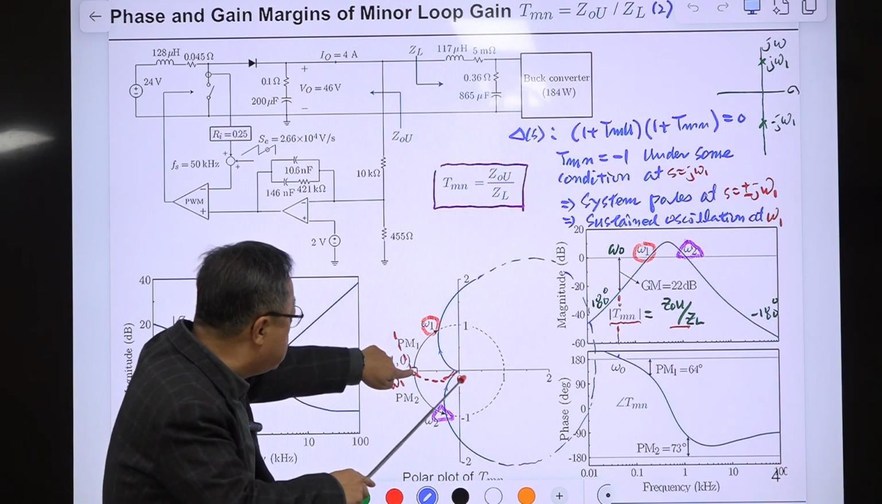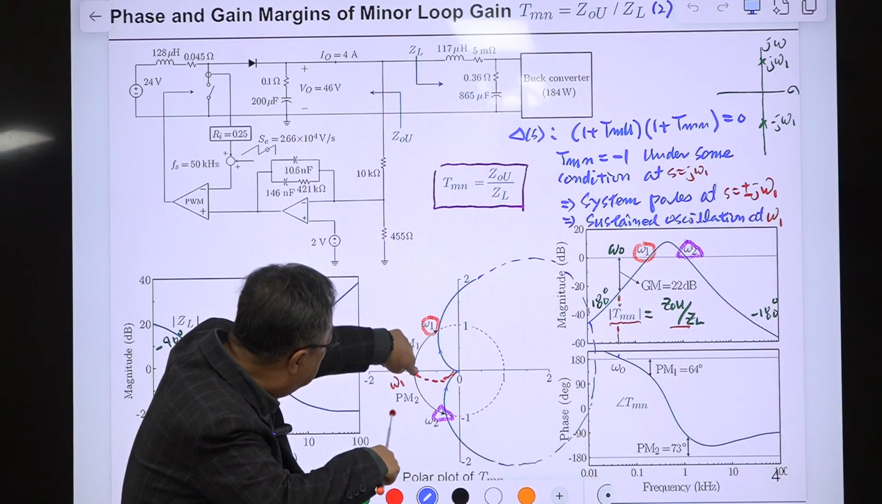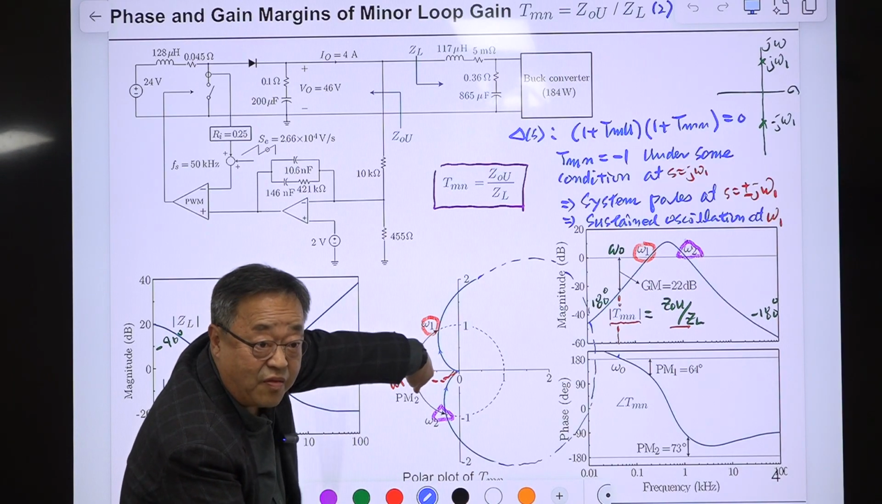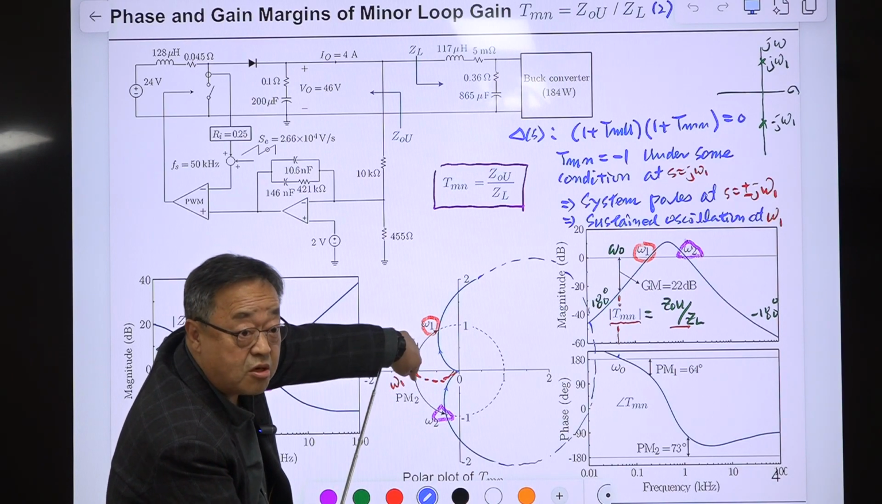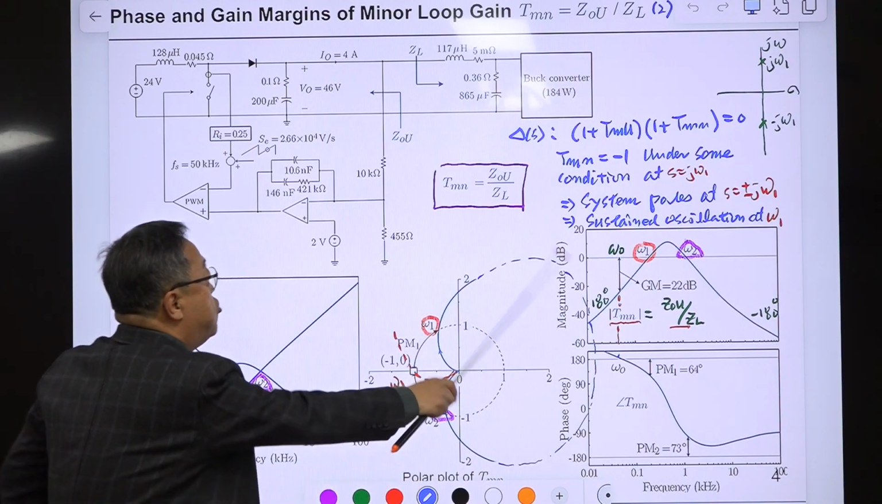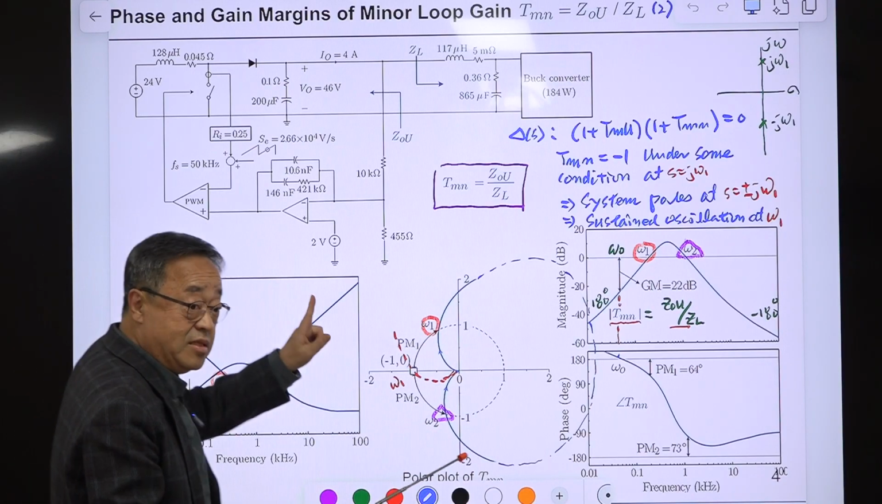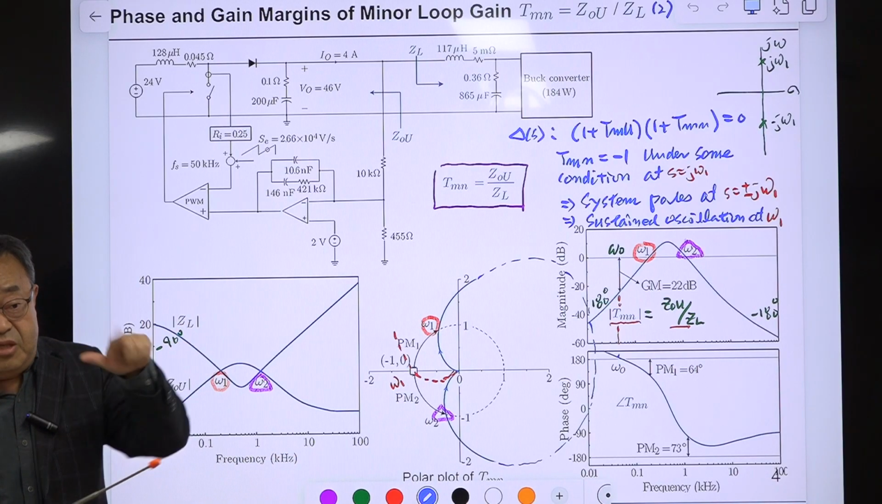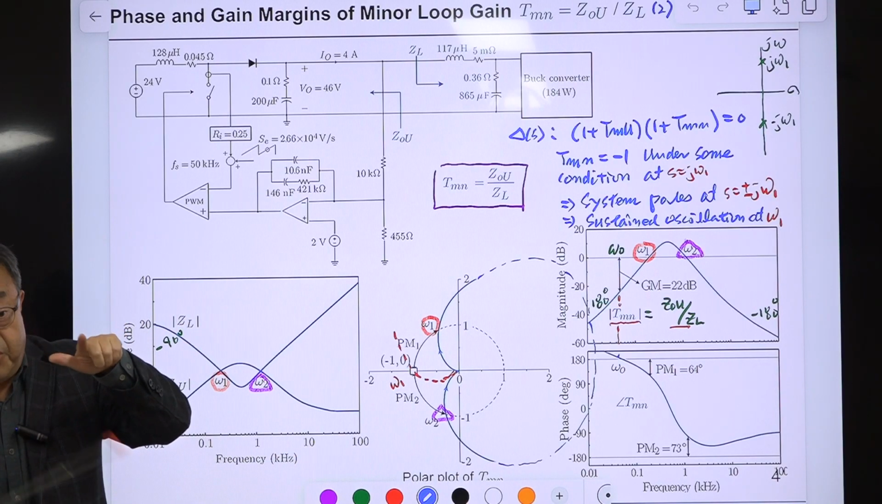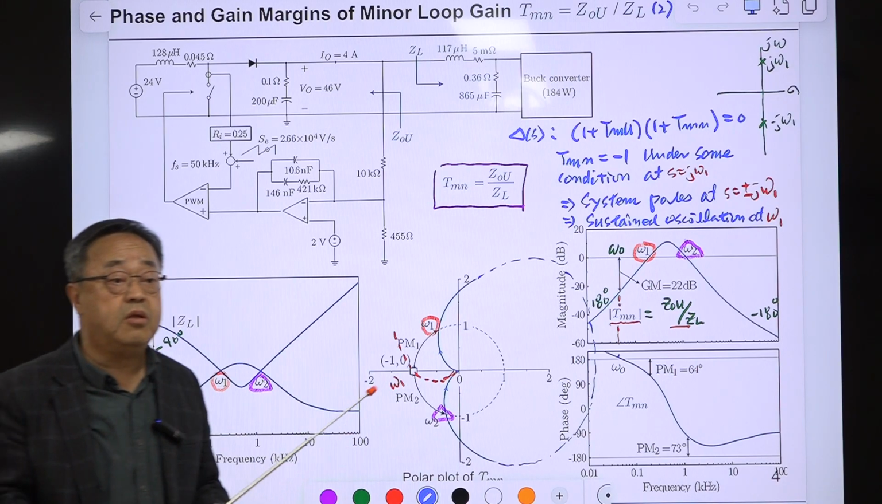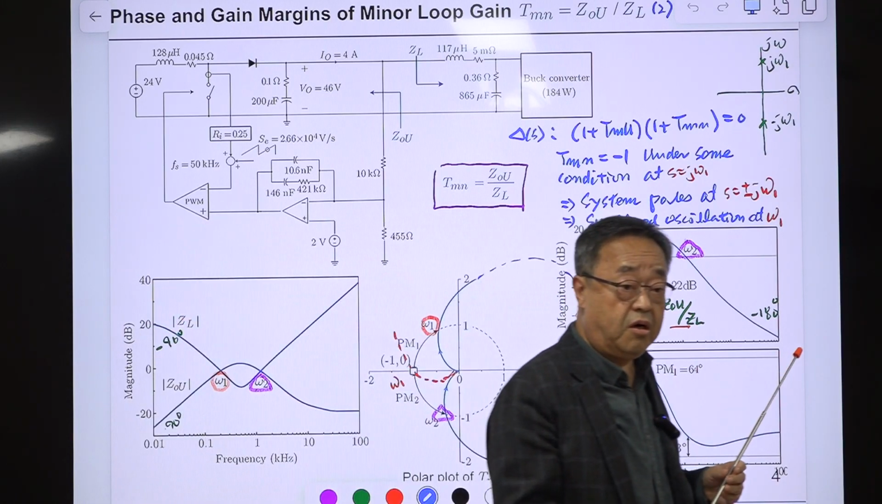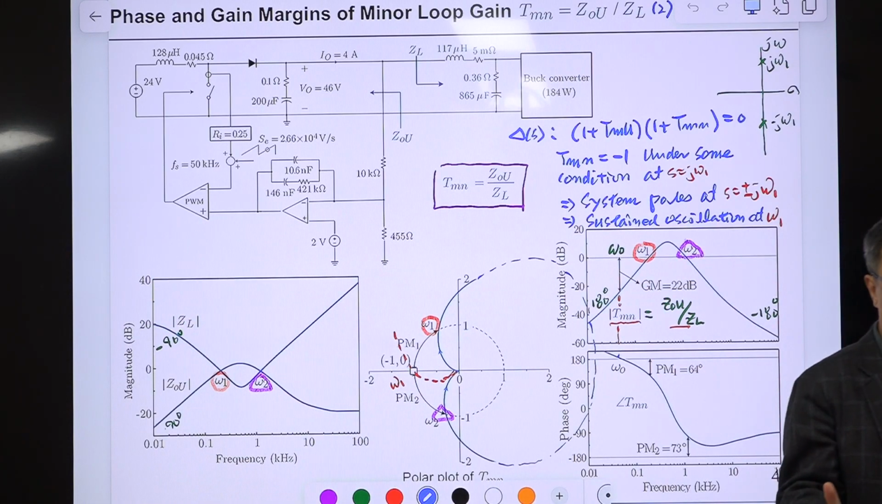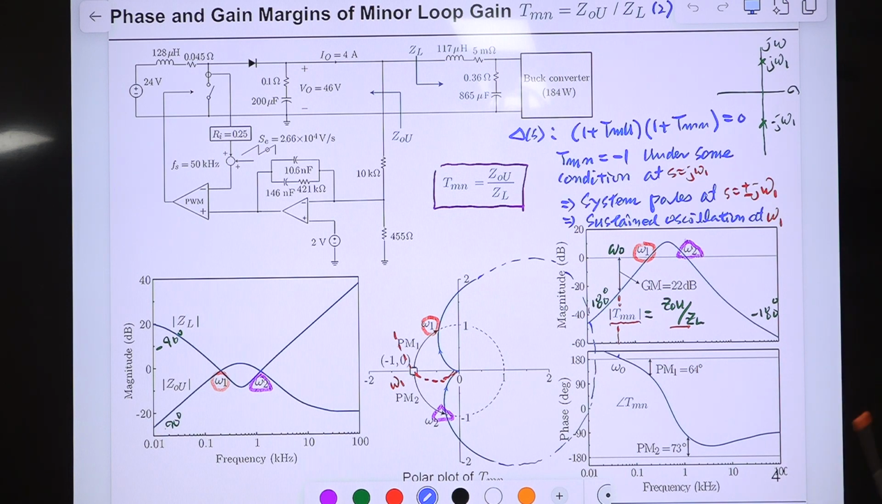If you encircle something, then you should cut my hand. This is encircling. If this trajectory encircles once, there is one RHP pole. It encircles twice, there are two RHP poles. That is the result of the Nyquist stability criterion. Very simple result. So you are using that.